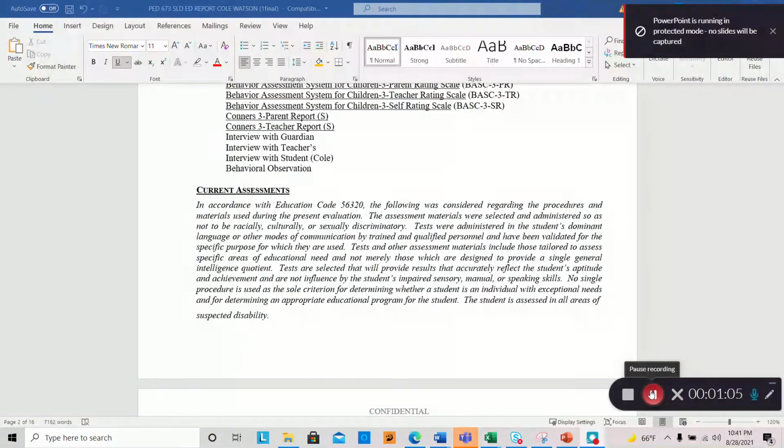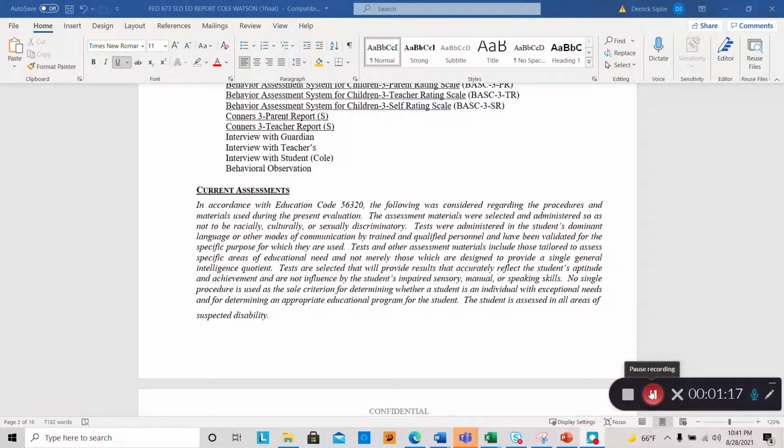Tests are selected that will provide results that accurately reflect the student's aptitude and achievement and are not influenced by the student's impaired sensory, manual, or speaking skills. No single procedure is used as the sole criterion for determining whether a student is an individual with exceptional needs, and for determining an appropriate educational program, the student is assessed in all areas of suspected disability.